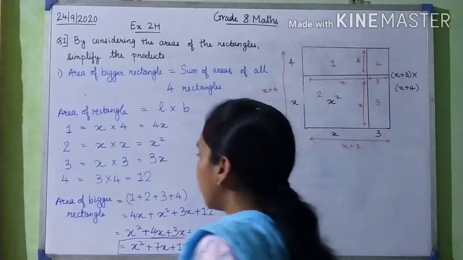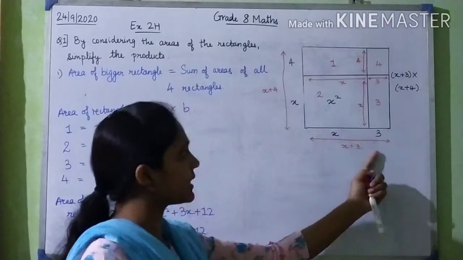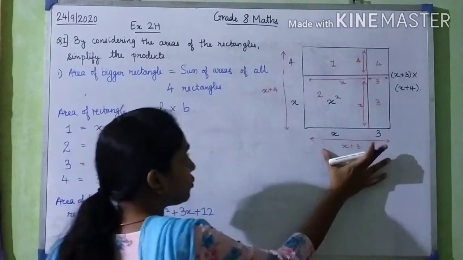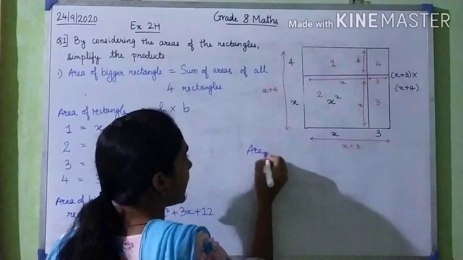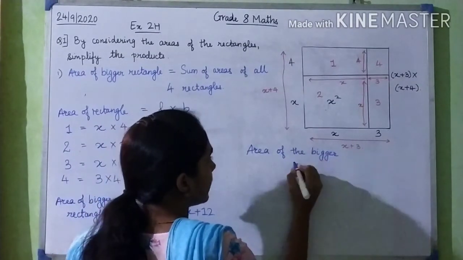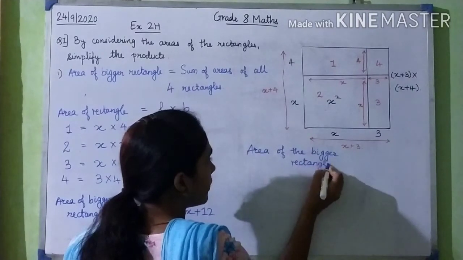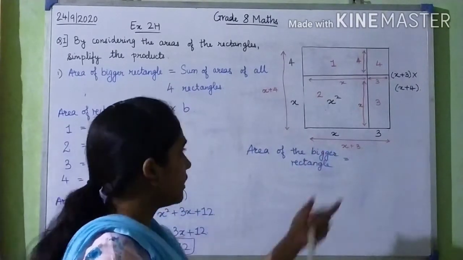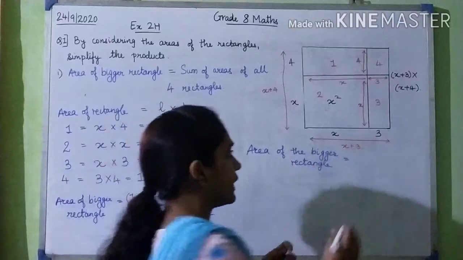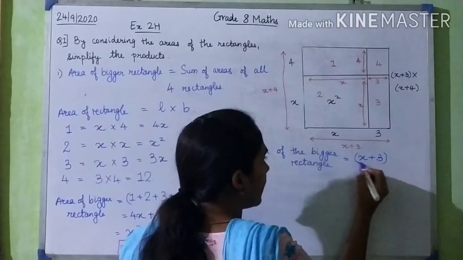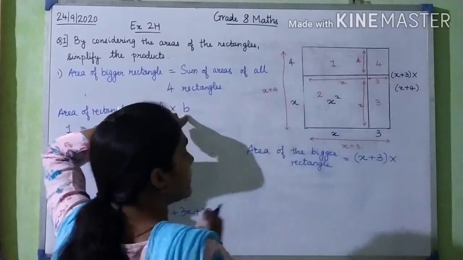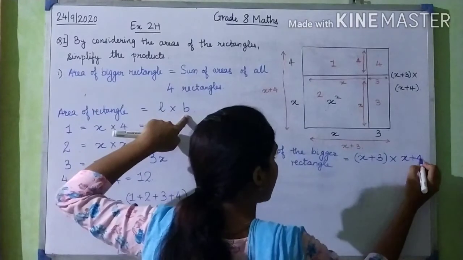Okay. Now we know that the bigger rectangle has length x plus 3 and breadth x plus 4. So according to this length and this breadth, what is going to be the area of the bigger rectangle? Area of the bigger rectangle with this as its length. So the length of the bigger rectangle is x plus 3. So I write x plus 3. So this is length multiplied by breadth. So what is the breadth now? Breadth is x plus 4. So in place of breadth, I write x plus 4.